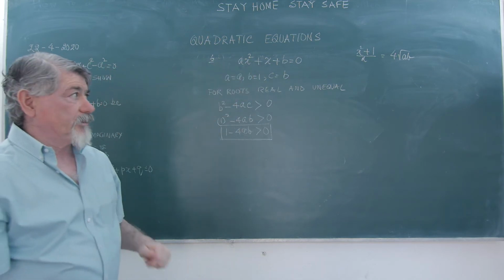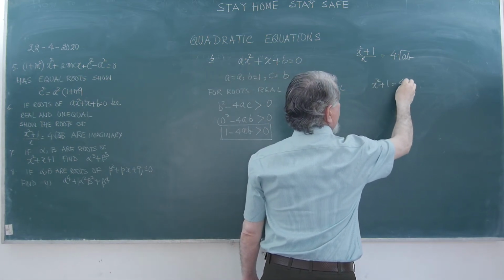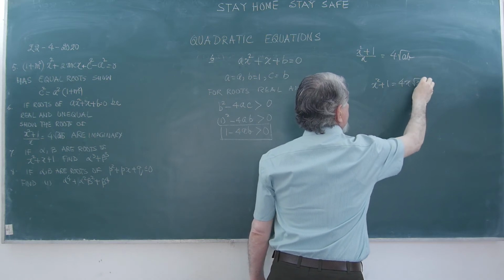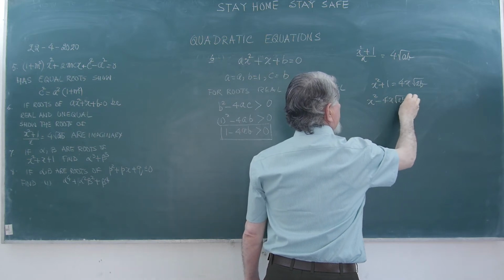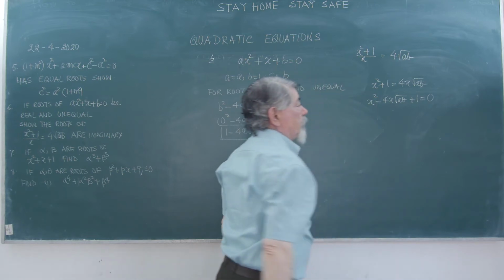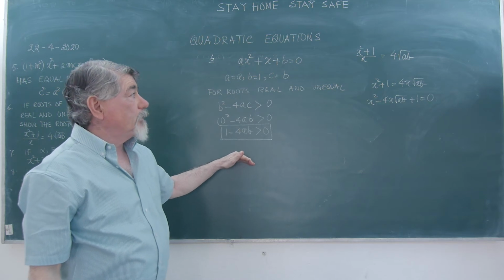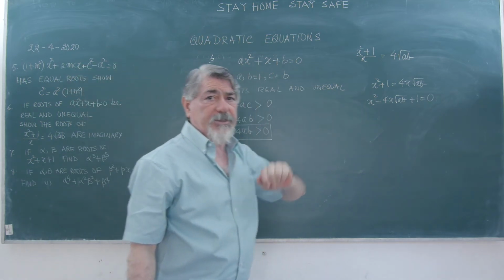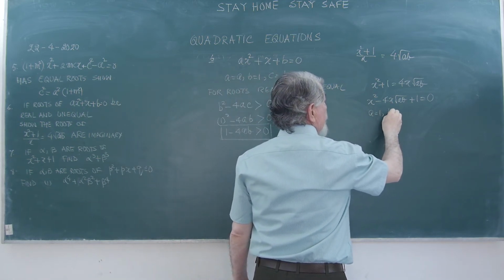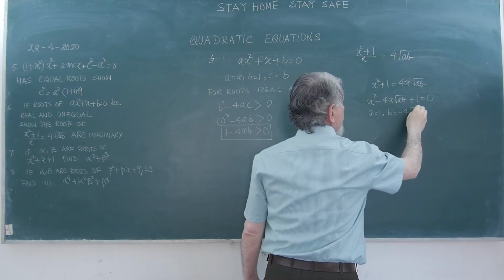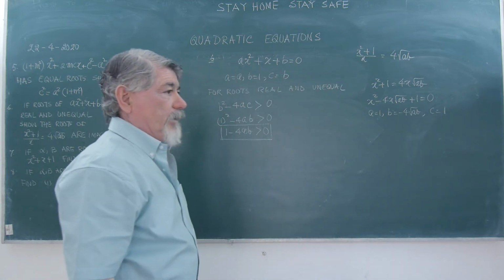Now let us see that equation. It is x squared plus 1 is equal to 4x under root ab. So x squared minus 4x under root ab plus 1 is equal to 0. Now he says if the roots are real and unequal for this equation, then roots are imaginary for this equation. Now how do we do that? What is a? A is 1. What is b? Minus 4 root ab, and c is 1.